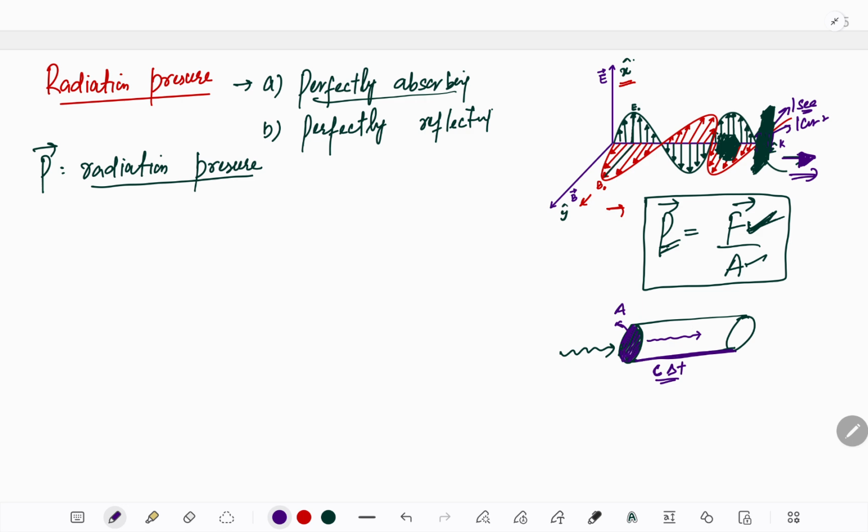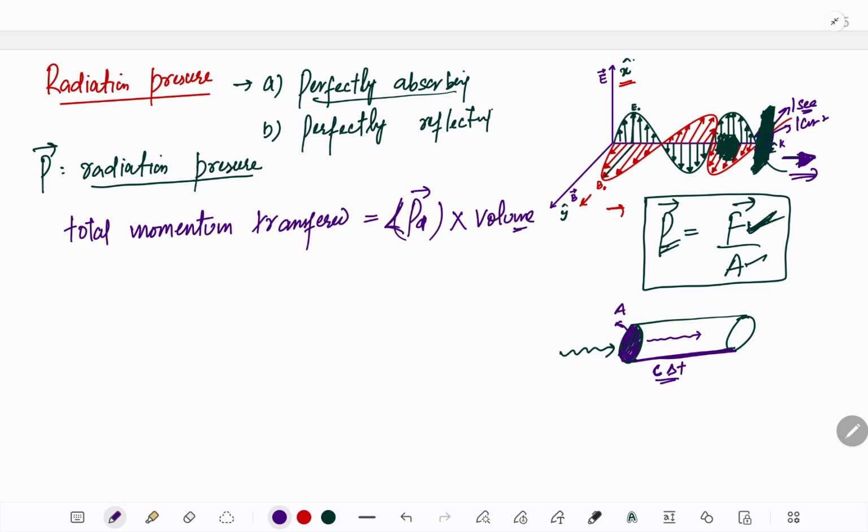So how much is the momentum that got transferred into the surface? That would be the total momentum transferred. So that would be the momentum density, how much momentum is present in the unit volume, times the volume.